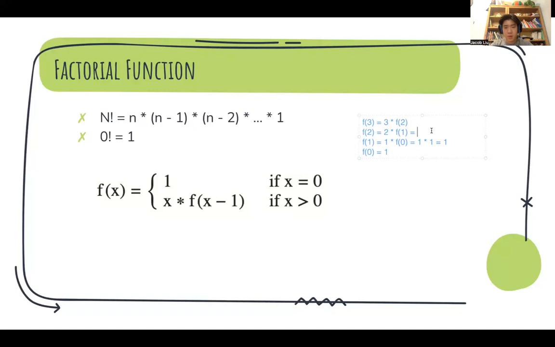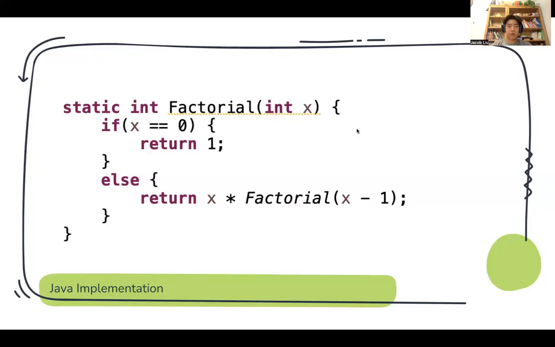Now we know f of 1 is 1. That means we can find f of 2 is 2 times 1 equals 2. Now we can say f of 3 is 3 times 2 equals 5. So now we know 3 factorial is 5. Oh no, 6, sorry, because it's multiplication. And we can confirm: 3 times 2 times 1 is 6. Cool. And this is the Java implementation of the factorial function.